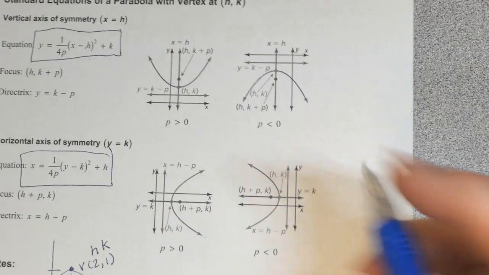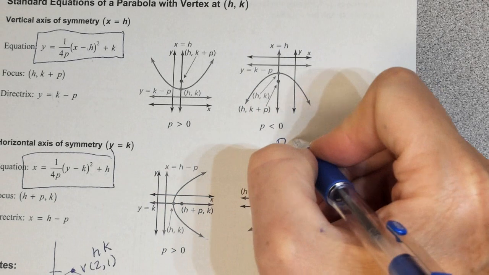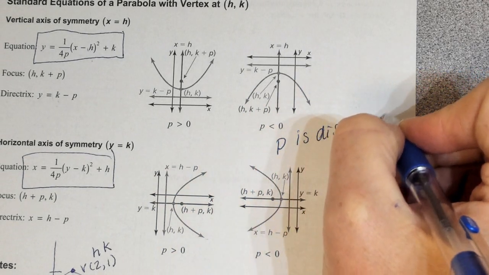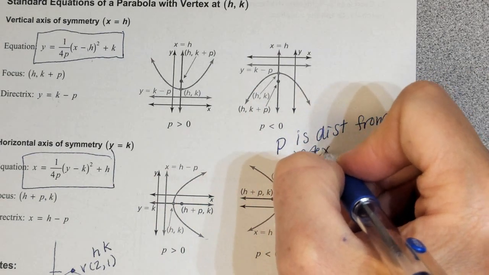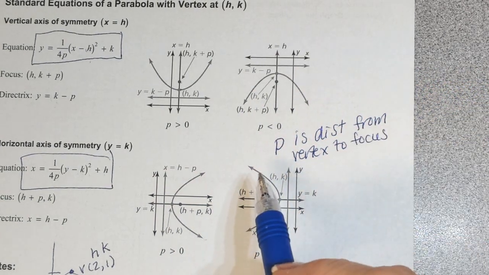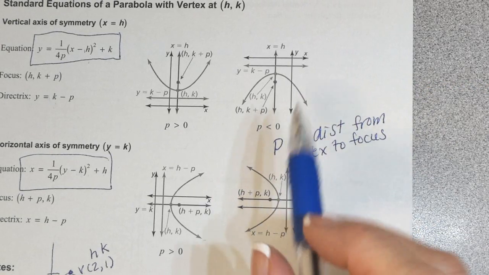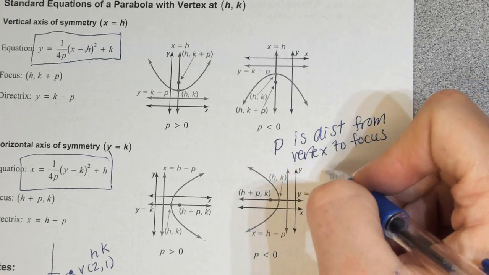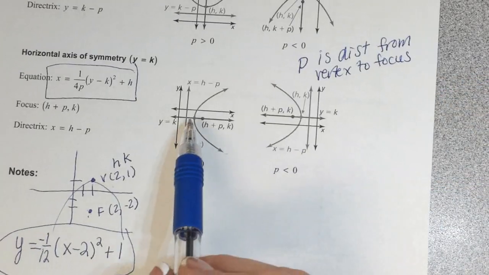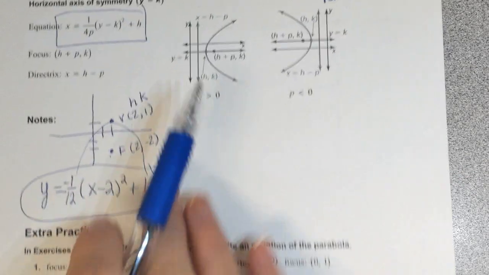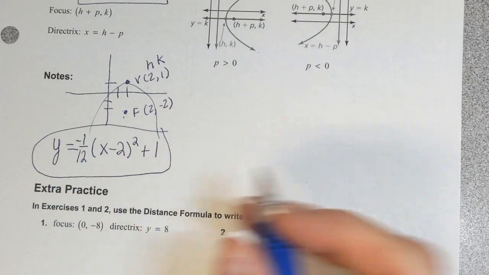And we can write that. Let's put that in here just to make sure everybody has it. P is distance from vertex to focus. And it's also the distance from the vertex to the directrix if we go directly down to it. All right, and that kind of shows you that here. See how this is p units over and p units over? All right, let's try another one now.